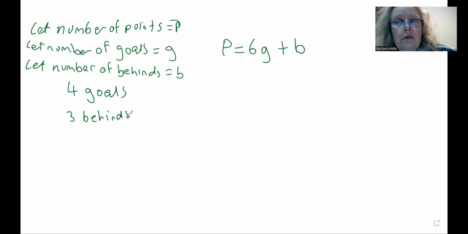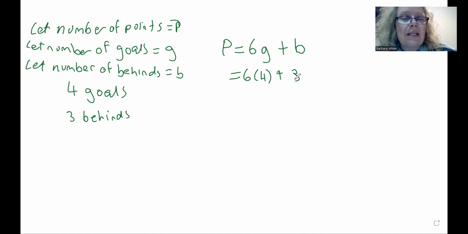Now, I know that you can do this in your head, but it's important that you learn to do it properly so that when the questions get harder, you know how to do the process. So we're going to rewrite that. To do this in your head, you're going to go, well, 6 points for every goal, I got 4 goals, that's 24 points. So we're going to go 6 times the number of goals plus, where B is, I'm going to write the number 3.